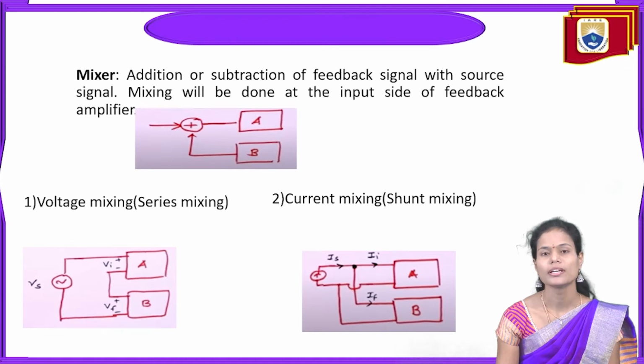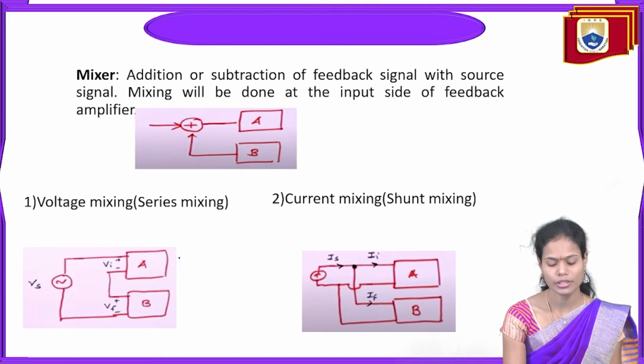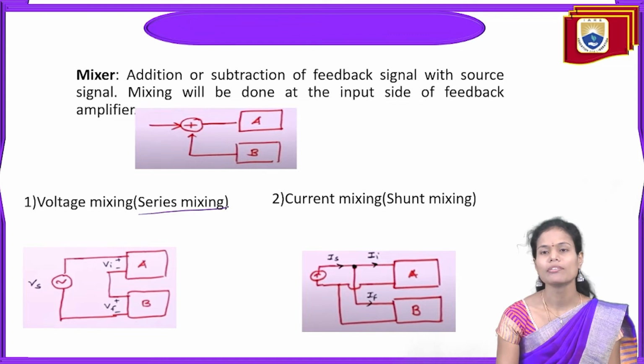Similarly, across the mixing, we are going to add or subtract the feedback signal to the input signal. So this is also different for voltage and current. If you are using the voltage signal, we need to go for the series mixing. If you are going for the current mixing, we need to go for the shunt mixing.